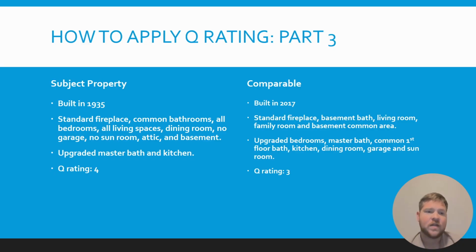All right, so subject property built in 1935, standard fireplace, common bathrooms, all living spaces, dining room, no garage, no sunroom, attic, and basement. Those are all standard living areas, right? And maybe there's no unique features here that we'll talk about later. But there is an upgraded bathroom, there's a master bath, there's an upgraded kitchen. So there are some upgrades.